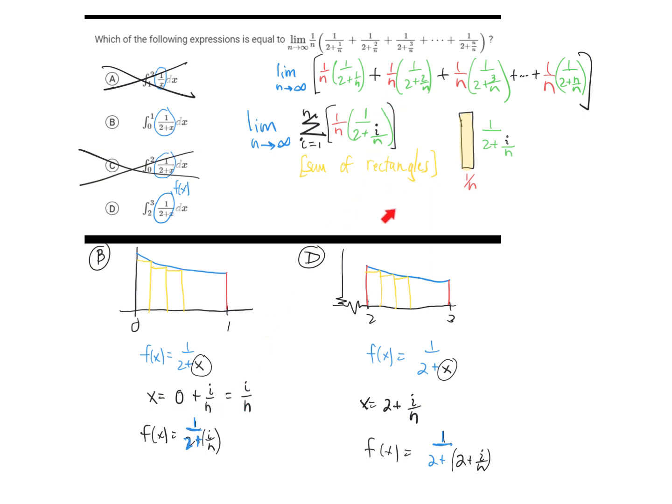You might think D also worked, except the function is 1 over 2 plus x, and our x values that we input into the function to get our heights of the rectangles are 2 plus i over n, 2 plus 1 over n. That's our input, and when it goes in for the x value, we end up having an output of 1 over 2 plus the x value, which is 2 plus i over n. So we end up getting 1 over 4 plus i over n. So D doesn't work. Our final answer is B.